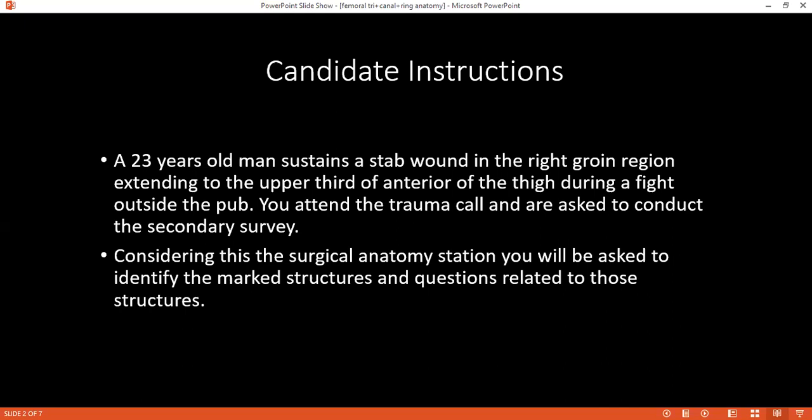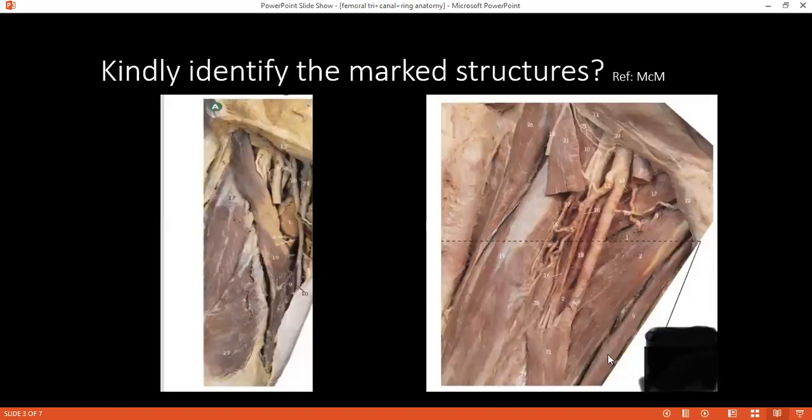Right, so if you have read and understood the question, kindly tell me if you can identify in picture A, what are you looking at? This is an anatomy dissection specimen showing the femoral triangle, ma'am. Okay. If you can identify number 12 in picture A. Sorry, 13. 13 is the inguinal ligament, ma'am.